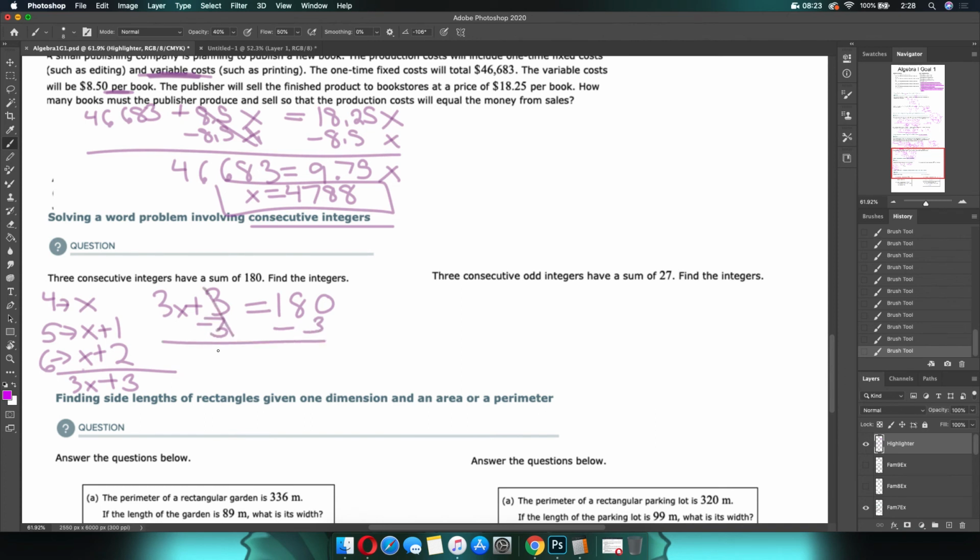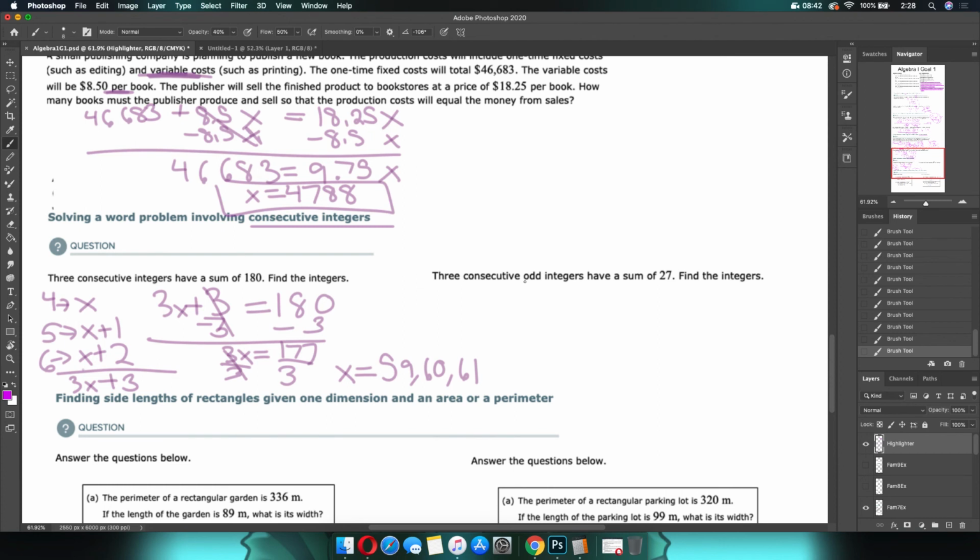Solving from here is pretty straightforward. Minus 3, minus 3. 3x equals 177. Divide by 3. Divide by 3. X equals 59. And then our next number is 60. And then our next number is 61. And suddenly it's like, oh, that's not that bad.